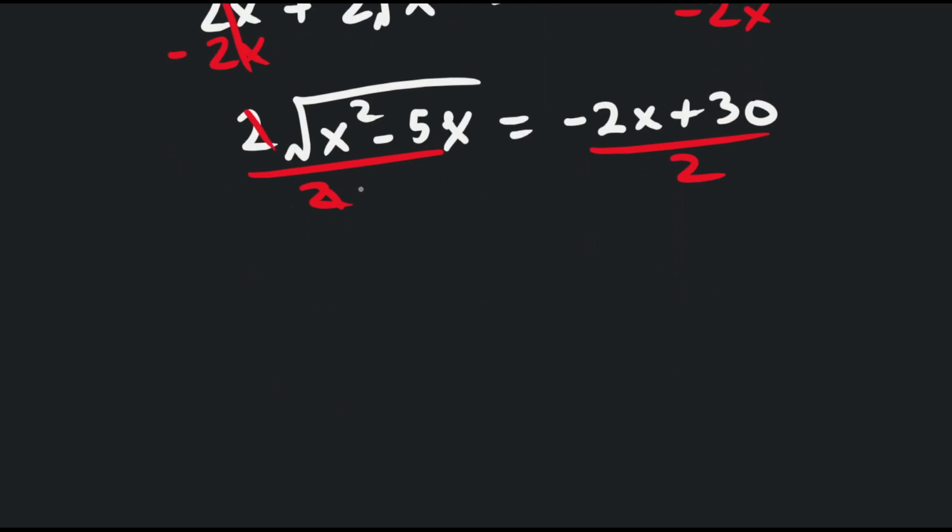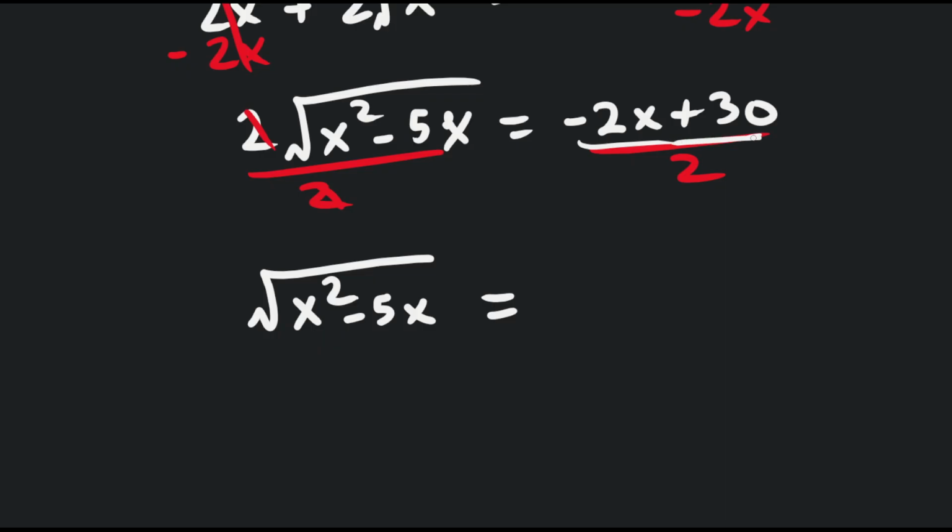We are left with radical x squared minus 5x equals, and what are these two terms divided by 2? Let's divide each term by 2. What's negative 2x over 2? That is just negative x. And what's 30 over 2? That is positive 15. Great. So now to get rid of this radical, we are going to raise both sides to the power of 2.